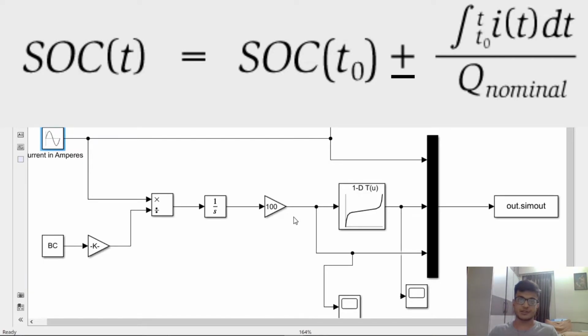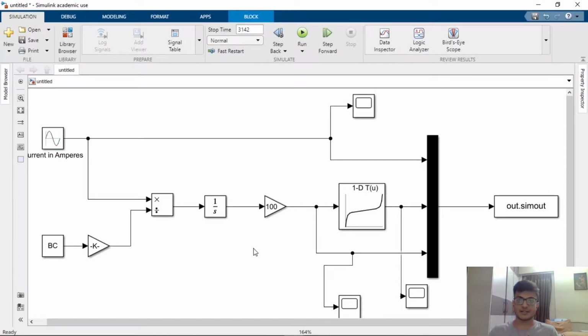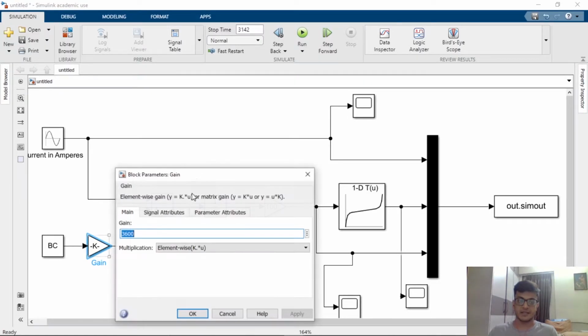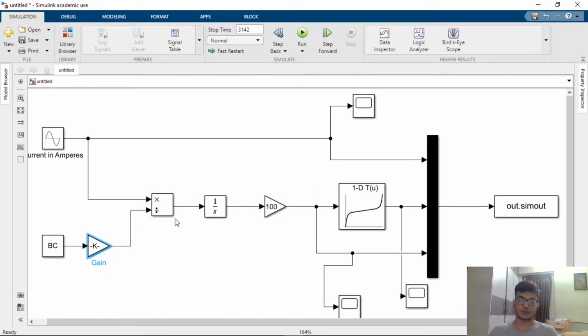On the screen you will be seeing the formula for state of charge, that is, the state of charge equals the initial state of charge minus the integral of I divided by Q times 3600. Now why 3600, you would ask? It is just a conversion of the battery capacity, Q, from amp hours to amp seconds. BC is the full form for battery capacity. It is multiplied by a gain, and the gain value is 3600.